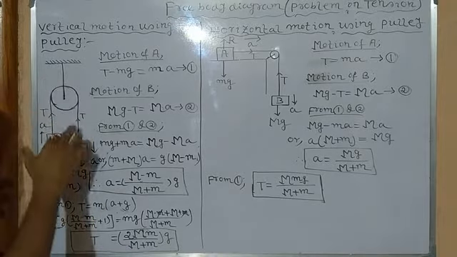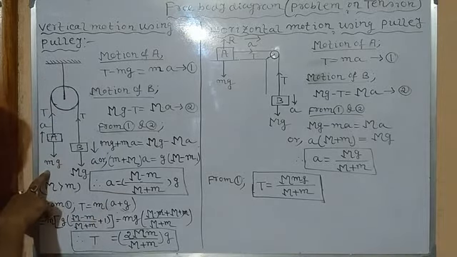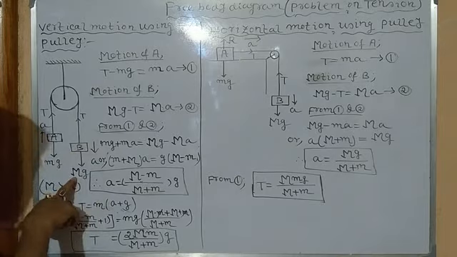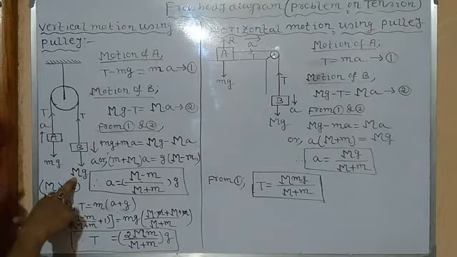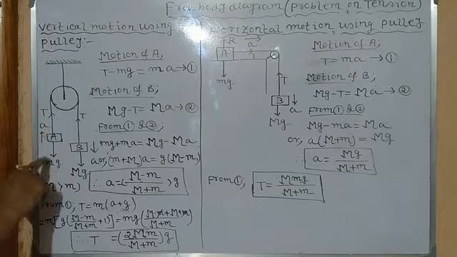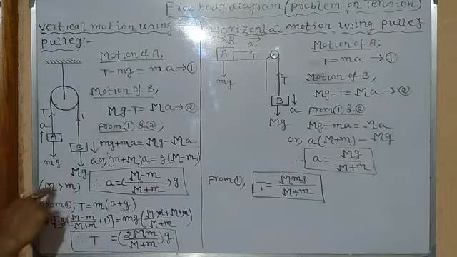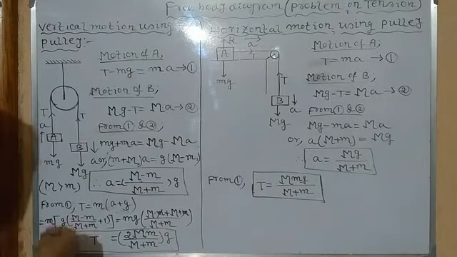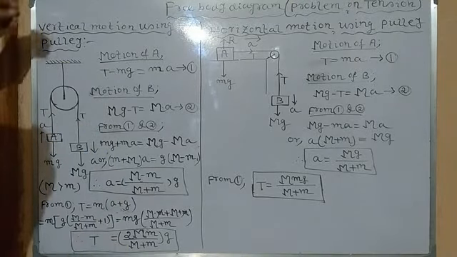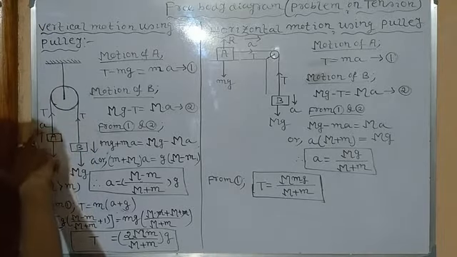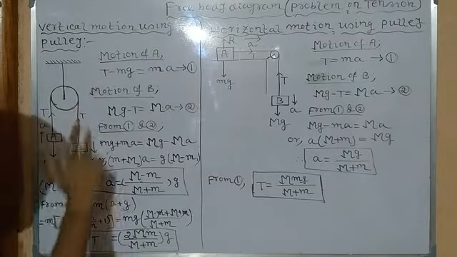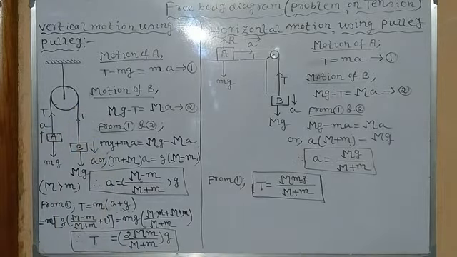Suppose you can see in the diagram, on this end body A is suspended, and towards the right side the body B of mass capital M is suspended. Capital M indicates that the mass of body B is greater than that of body A. So the mass of A is indicated by small m, and that of B is capital M, and M is greater than m. So obviously body B will move in the downward direction, and since the string is inextensible it will produce the same acceleration. With acceleration a, body A will move in the upward direction, and B with the same acceleration will move in the downward direction.